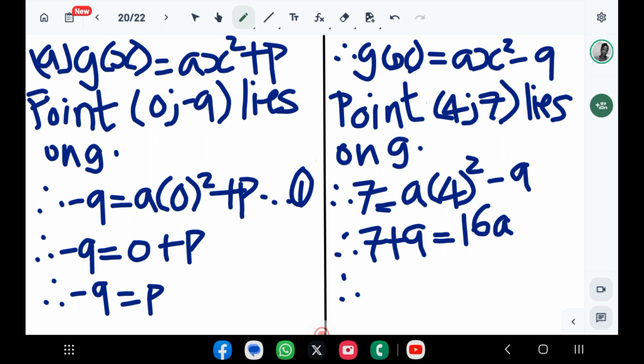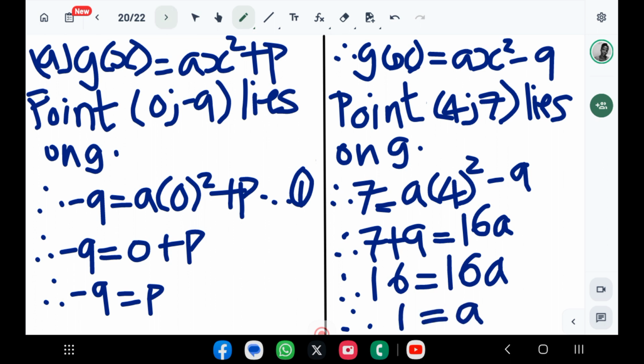Therefore, 7 plus 9, take out a calculator. Don't try and add that with your head. I know you can do it, but let's avoid silly mistakes. So that's 16 equals 16a. Divide both sides by 16 and you get 1 equals a. Therefore, g of x equals x squared minus 9. You've got your p and you've got your a.